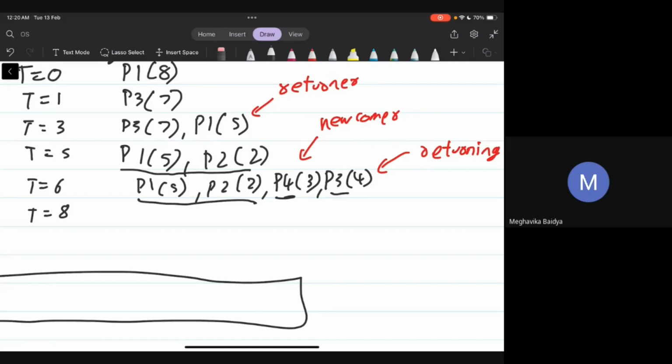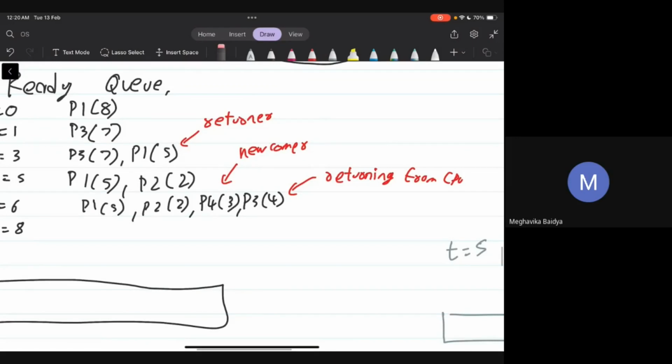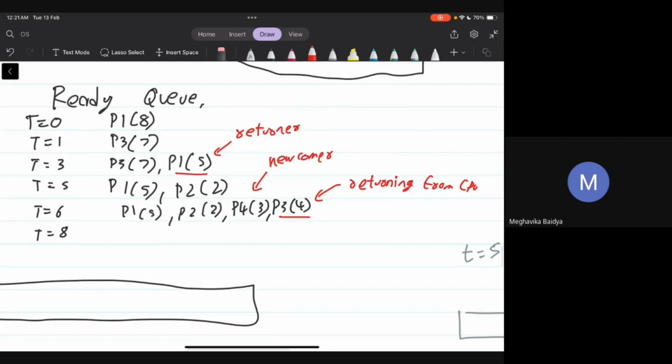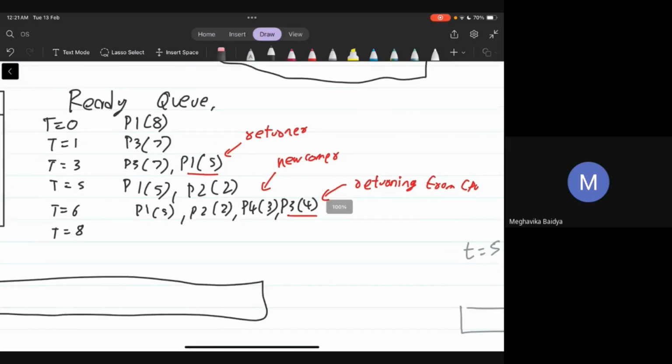Let's not complicate that. Just imagine that whenever a process is coming back from the CPU, it stands at the last of the line, always. And before that stands the newcomer. Just remember that, I think that would be easier.